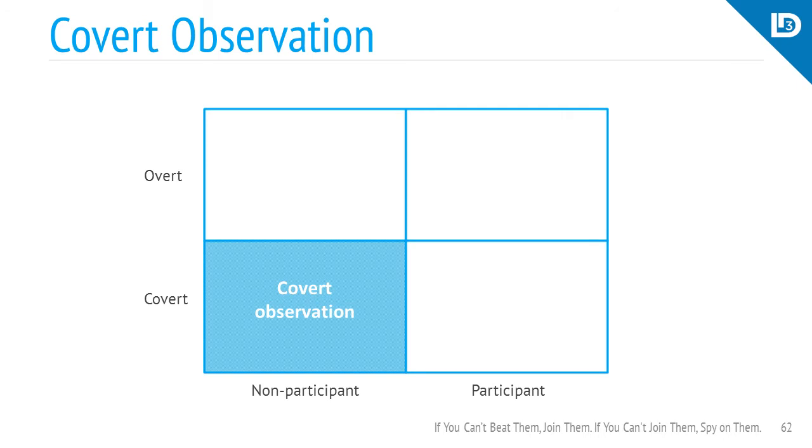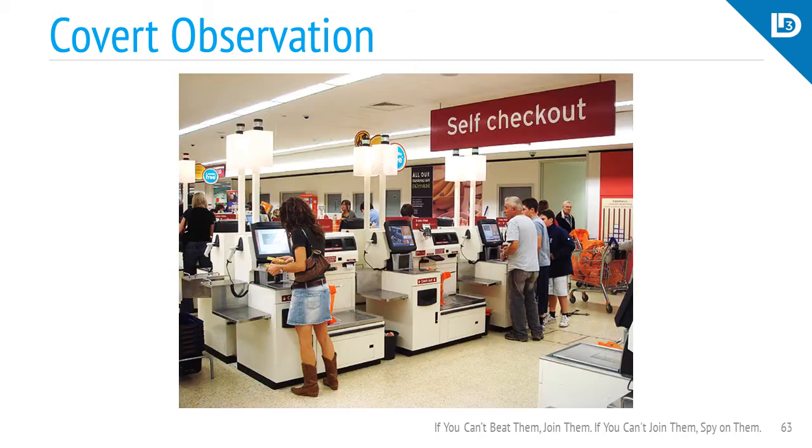So the next one is covert observation. So this is covert, which means the people don't know that you're observing them. And it's non-participant, which means the researcher does not participate in the activities. So the researcher just stays back and observes what naturally happens without people knowing what's going on.